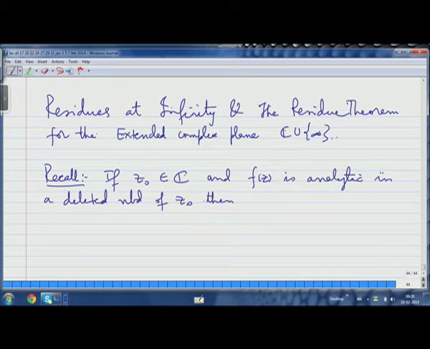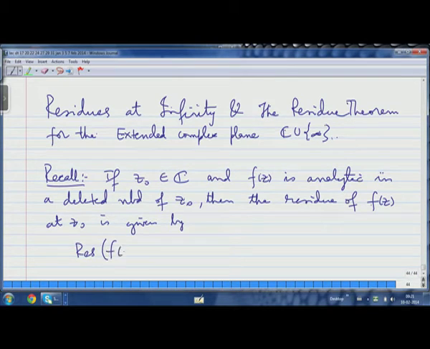And then the residue of f at z0 is given by: residue of f of z at z equal to z0 is equal to 1 by 2 pi i times the integral of the function f of z dz around a simple closed contour which goes around the point in the positive sense.